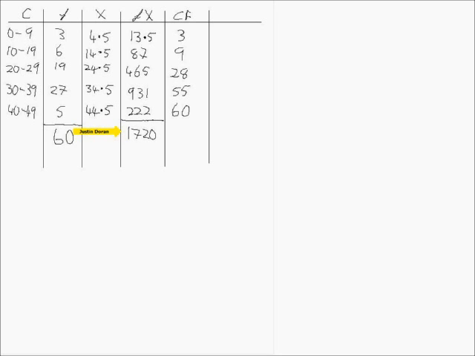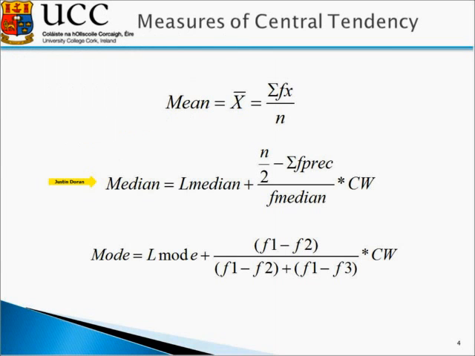What we now need to do is find where 30 would lie in this. So 30 lies below this category here, our cumulative 55. So our midpoint lies somewhere between 30 and 39. Now, let's take a look again at our median formula. We need the lowest possible value the median can take, which we've identified as being 30. We need n over 2 minus the sum of the frequencies preceding the median, all over the frequency in the median category, times the class width.